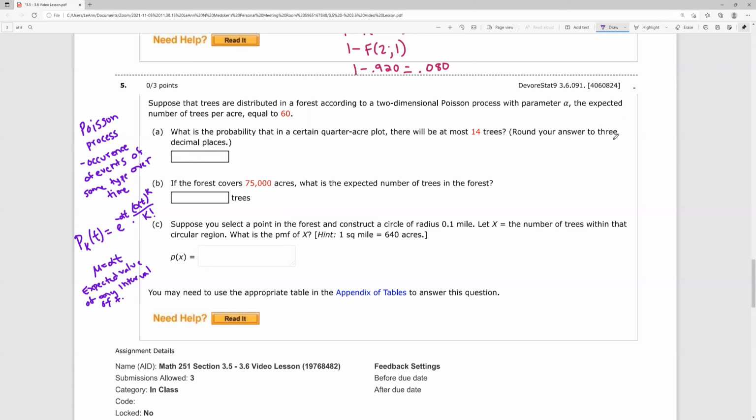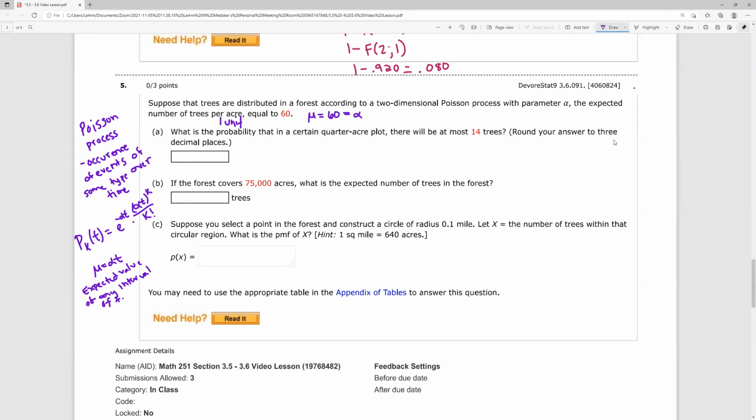So it says, suppose that trees are distributed in a forest according to a 2-dimensional Poisson process with a parameter alpha, the expected number of trees per acre. So they're already telling us the expected number of trees per acre. So notice expected value over any interval of t, where t for us is acreage. So that's 60. So we know our mu right here is going to be 60. And that's per acre. So that's per 1 unit. So this one actually is just directly alpha.